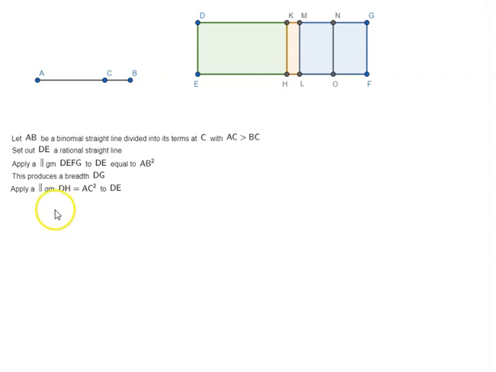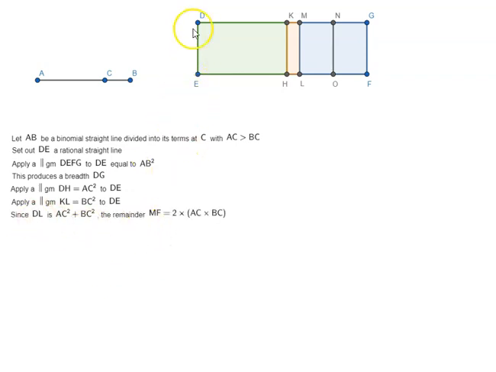So apply a parallelogram DH equal to AC square to DE. Apply a parallelogram KL equal to BC square to DE. Of course, we are not applying directly to DE, but we are applying it to KH, but that KH is going to be equal to DE.